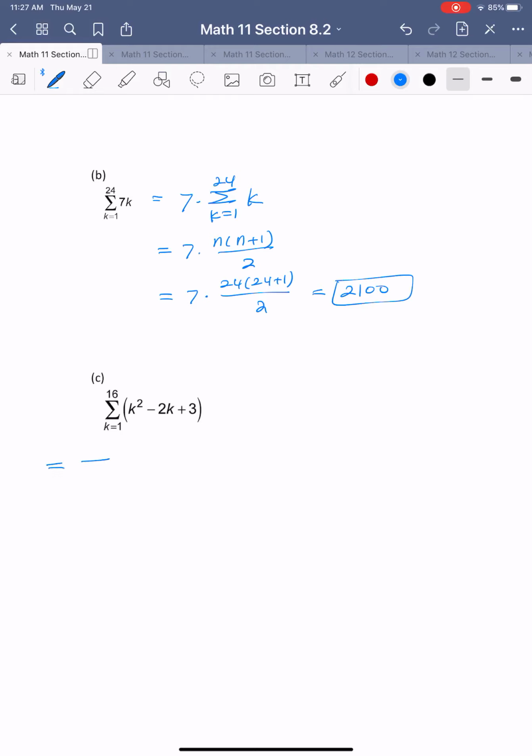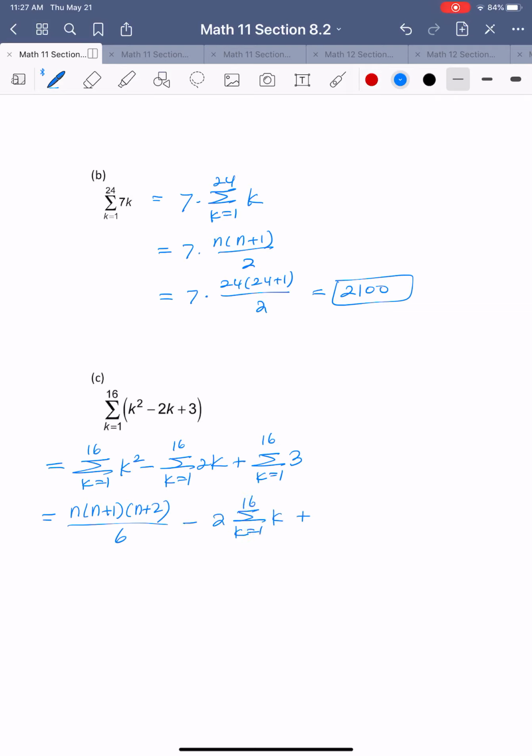Same thing here too. I'm going to use a property, which means split them up. I put down sigma k equal to 1 to 16 of 2k plus sigma k equal to 1 to 16 of 3. And then there's a formula for the case of k. Pull out the 2 from sigma k equal to 1 to 16 of k. And then this is the same as 16 times 3, right? And n is 16. So minus 2 times n times n plus 1 over 2, right? And this is 48.